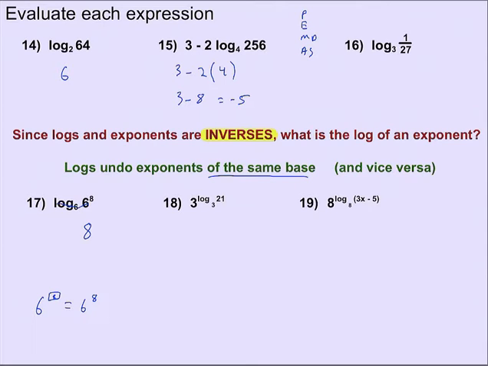And it works the other way too. 3 to the log base 3 of 21, the exponential with a base 3 and log with a base 3 cancel each other out. So you're left with just 21. And again, logically, that makes a whole lot of sense. Log base 3 of 21 is some mystery exponent that if you were to raise 3 to that power, you would get 21. Well, now I'm raising 3 to that mystery exponent, so I'm going to get 21.